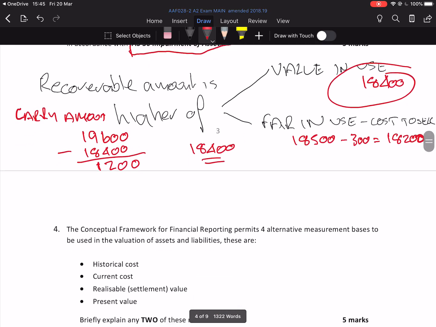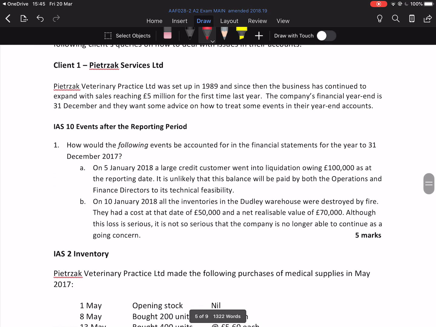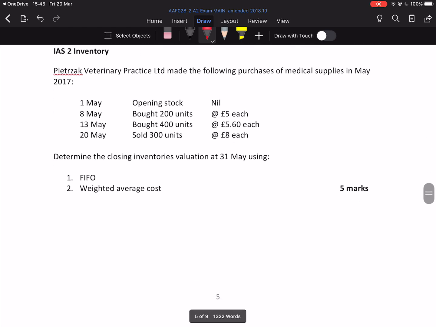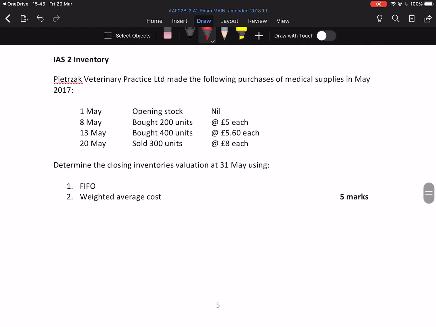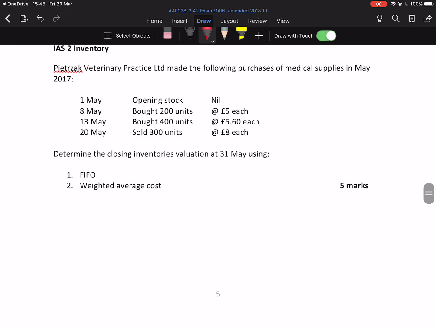One of the other questions I'm going to take you through, this is the exam paper from last year, so I will send it to you. But this one is to do with inventory, IAS 2, okay? So IAS 2 is how we value stock. IAS 2 says that we value stock at the lower of cost or net realisable value, okay?